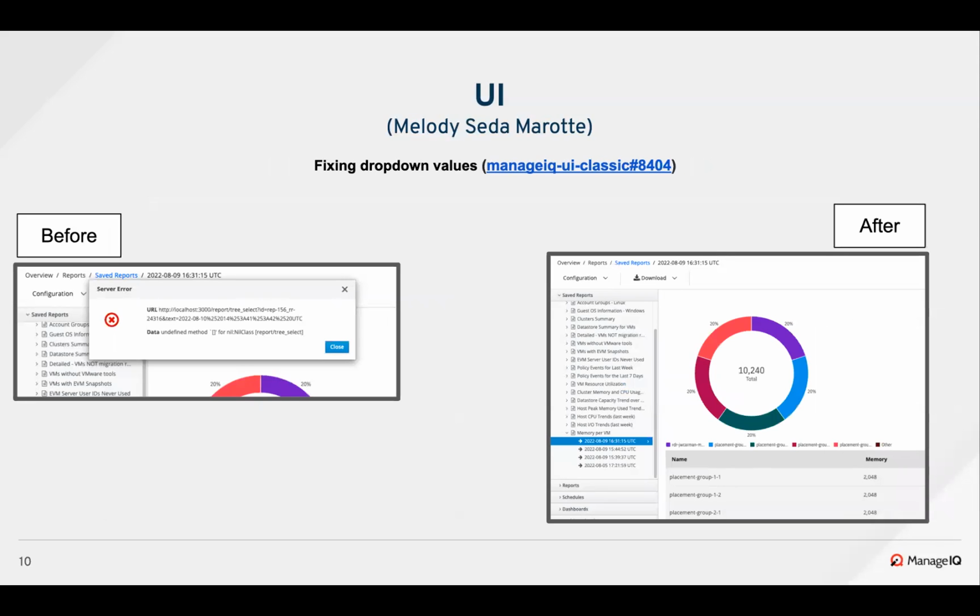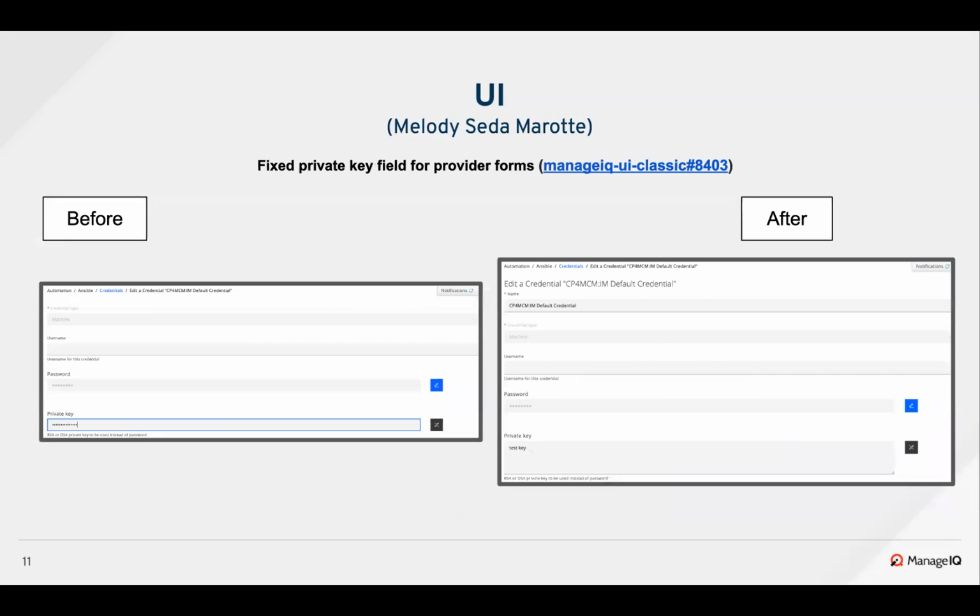Here, the column format dropdown was using its label as its value, which caused this error. So I fixed it so that it would use its actual value rather than the label it had. Here, Gilbert fixed an issue where the provider form was rendering a password field instead of a text area box field.